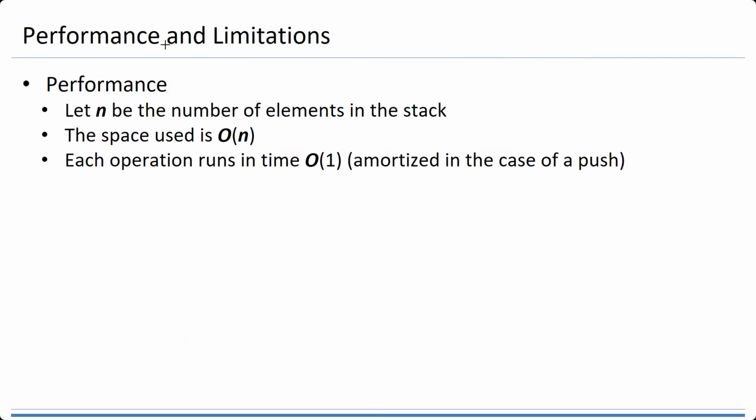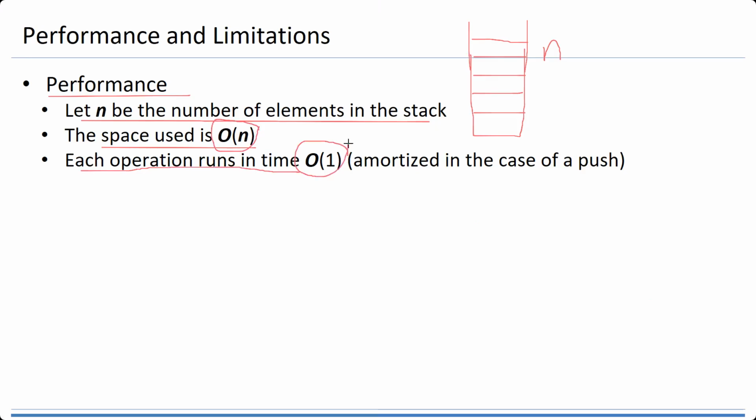When we work with the stack, the performance can be measured. Let n be the number of elements in the stack. So if we have stack 1, 2, 3, 4, 5, and so on, let's say we have n elements. Then the space used is O(n). So the space that we are using for the stack is O(n), and each operation runs in time O(1). O(1) means amortized in the case of a push. I hope you still remember amortized. The word amortized means we take the total time of all the operations that you perform, divided by n.